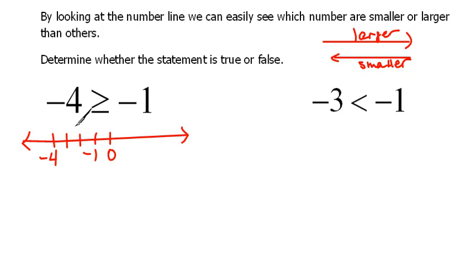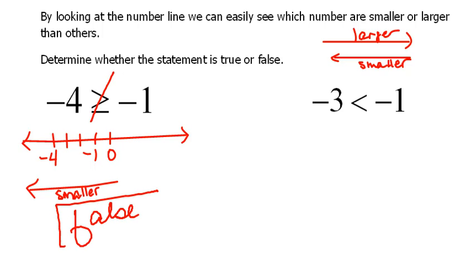Now, by looking at this visually, we can tell that, remember, as numbers go to the left, they get smaller. So that tells us that -4 is smaller than -1. This is not a true statement. That statement would have been false, because -4 is actually smaller, not greater, than -1.